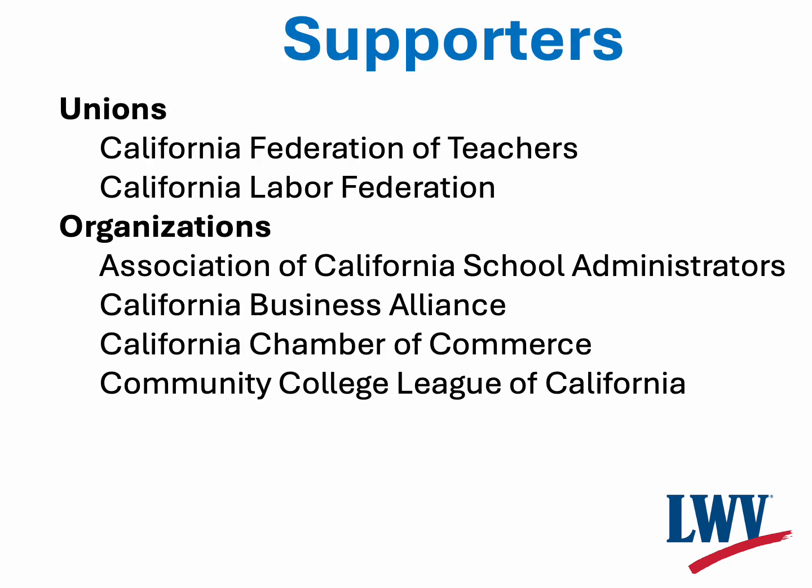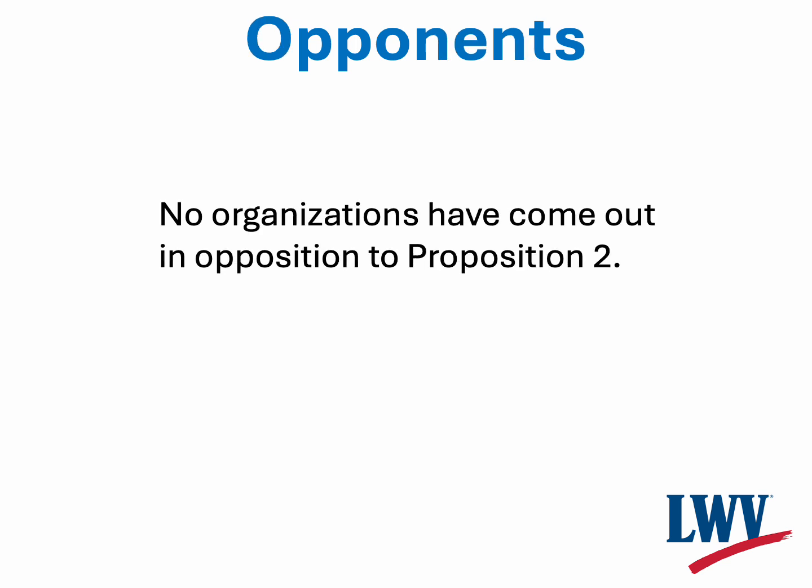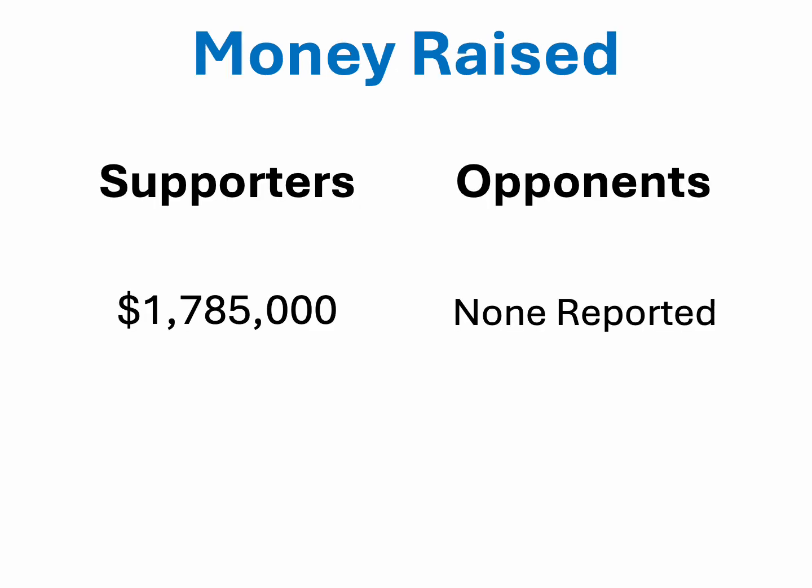Support for Proposition 2 comes from the California Federation of Teachers and the California Labor Federation unions. It also is coming from Association of California School Administrators, California Business Alliance, California Chamber of Commerce, and the Community College League of California. There is no organized opposition to Proposition 2. The supporters of Proposition 2 have raised $1,785,000. There's no money reported to have been raised by the opponents, as none have come forward so far.